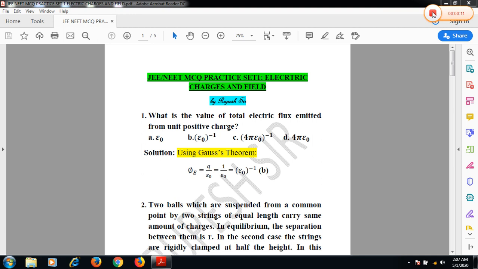Today we are going to discuss JEE NEET MCQ practice set 1 regarding the electric charges and fields chapter. So let us move forward to the first question.